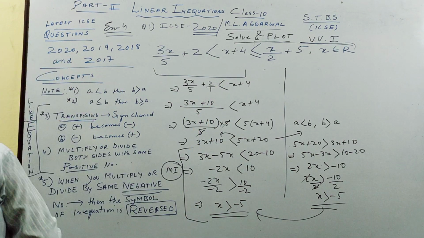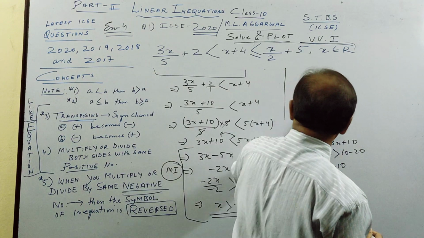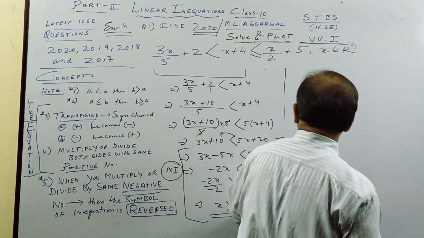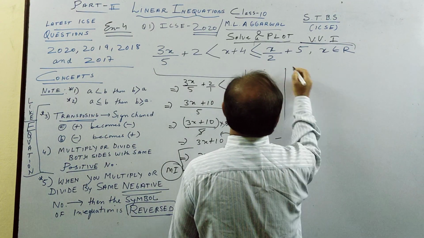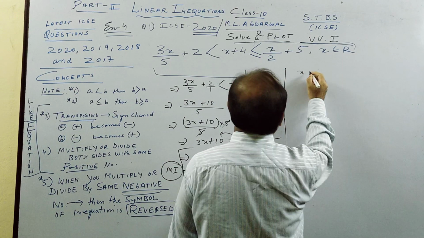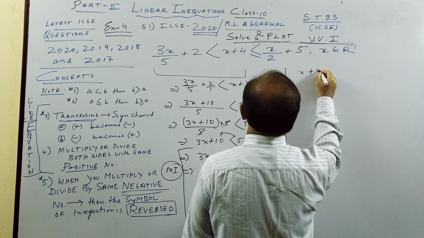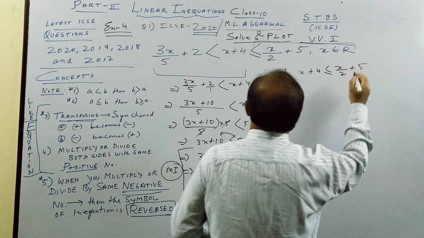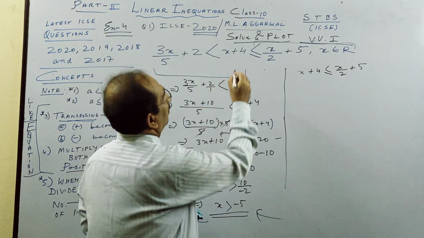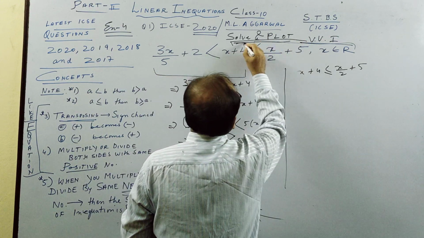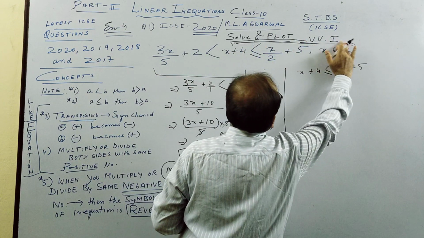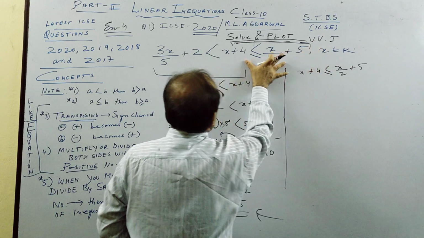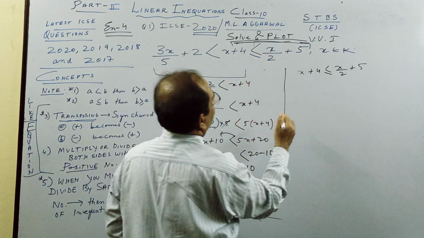So see here, I hope you have copied this part. x plus 4 is less than or equal to x by 2 plus 5. So the first 2 I have solved. Now I am solving the second 2. This 2 I have solved. These two I am solving.